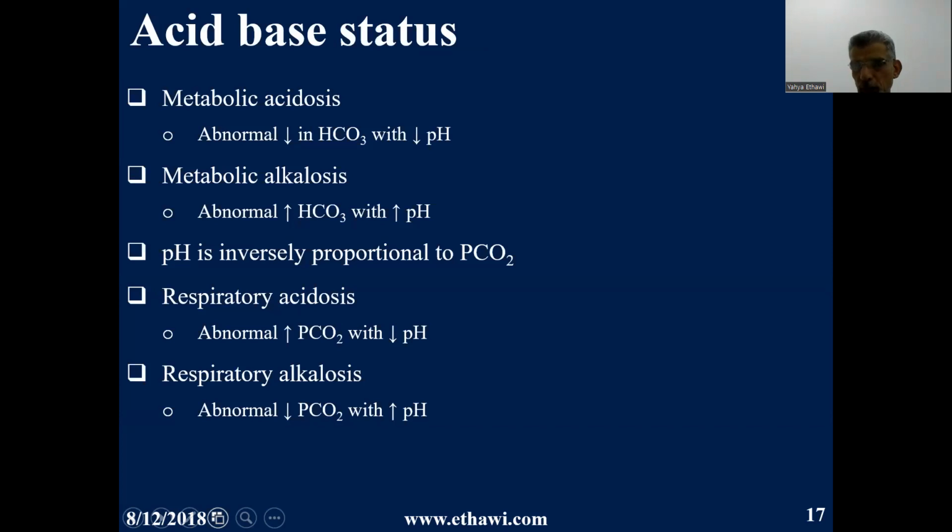Acid-base status: we have metabolic acidosis, which is a clinical process with low pH. Low pH is due to either high CO2 or low bicarb; when we say metabolic, it's usually low bicarb. Metabolic alkalosis is increased pH by increasing bicarb. The pH is inversely proportional to PCO2 and moves in the same direction as bicarb. When you have respiratory acidosis, by increasing PCO2, the pH will go down. In respiratory alkalosis, by decreasing PCO2, the pH will go up. So PCO2 and pH are on opposite sides, while bicarb and pH are on the same side.